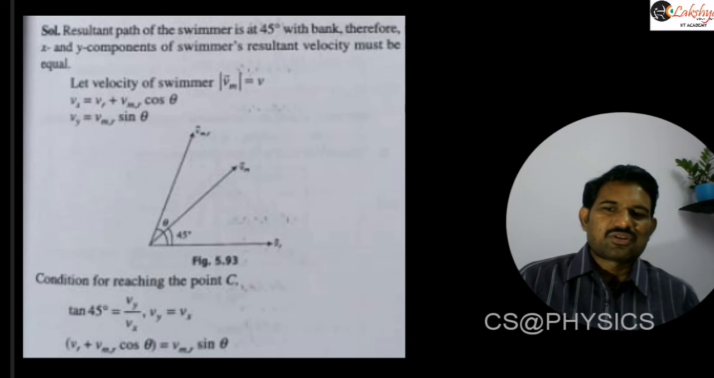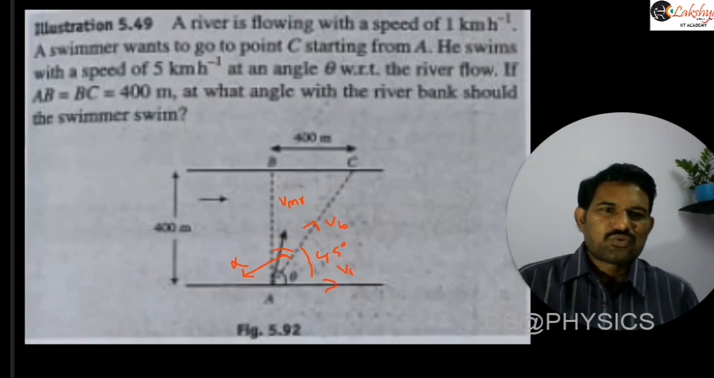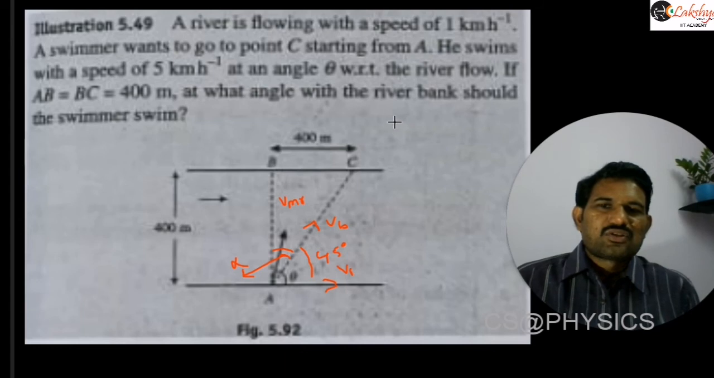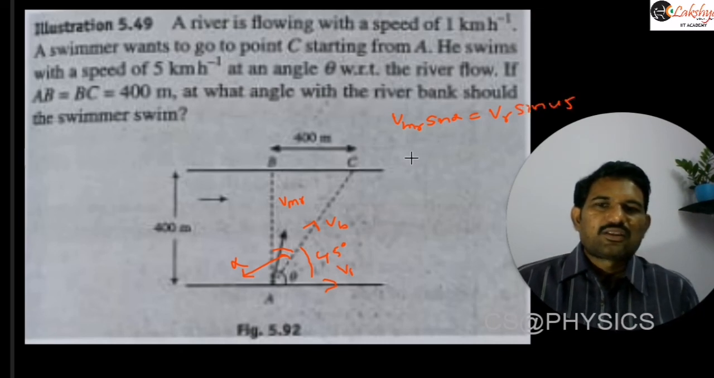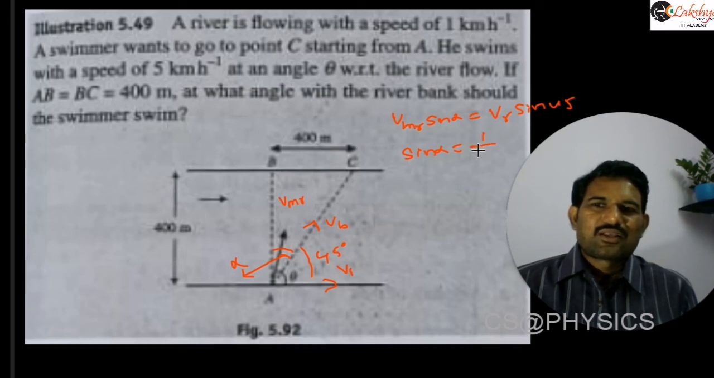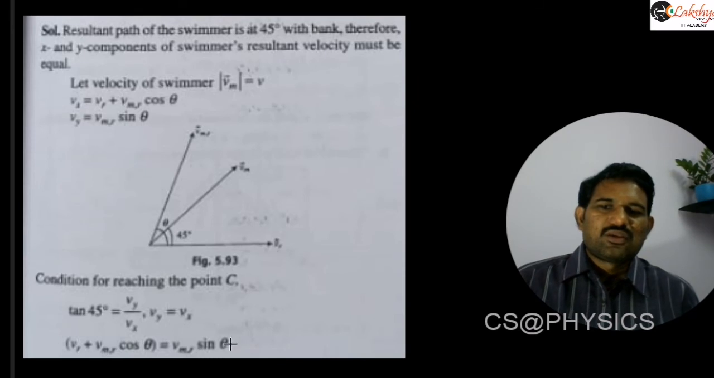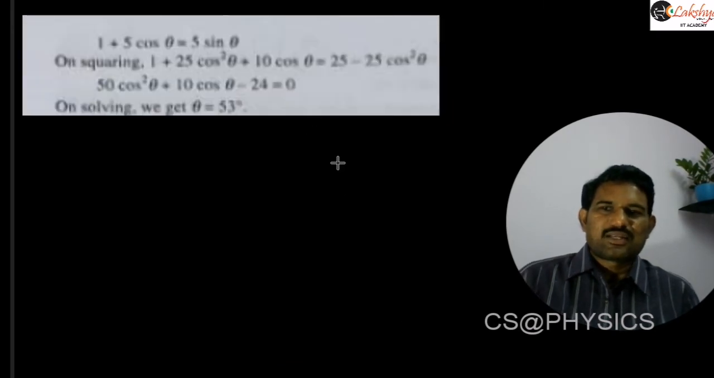So you can use simply that equation there, right? If we are using that equation directly here, our equation is nothing but VMR sin alpha is equal to VR sin 45, and therefore sin alpha is equal to, you can write this value, VR value is 1 km per hour and he is traveling with 5, and this is 1 by root 2. This sin 45 value is nothing but 1 by root 2. So from this we can calculate our desired angle here.